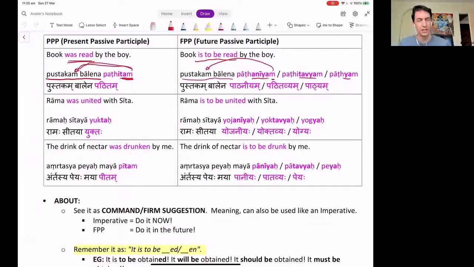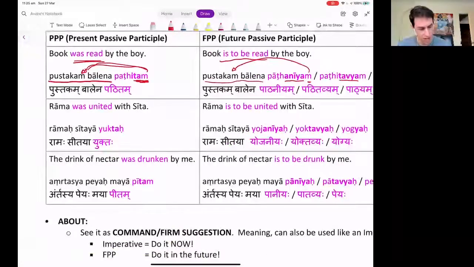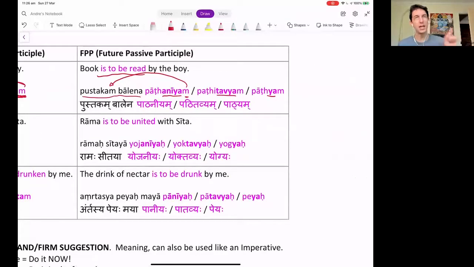Rama was united with Sita. Ramaha Sitaya yuktaha. Remember this ta, this is the PPP, obviously. Rama is to be united with Sita. Same thing. Ramaha Sitaya. Again, you got aniya, tavya, ya. Yojaniyaha, yoktavyaha, yogyaha. Can someone tell me why it is this aha there and not like we had previously? Because it is qualifying Rama, right? So in other words, FPPs always end according to the word they qualify.